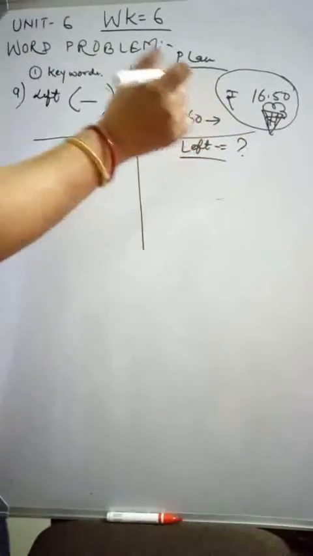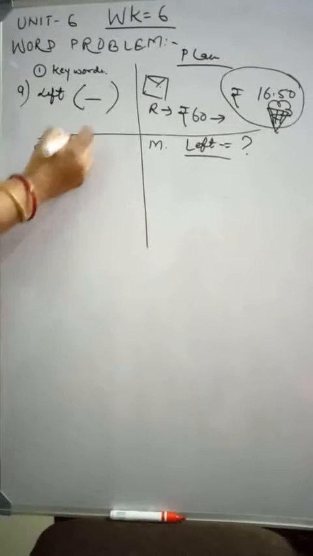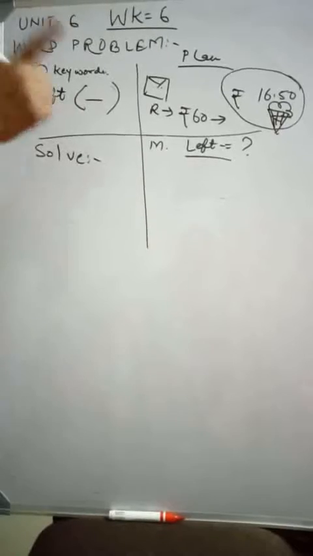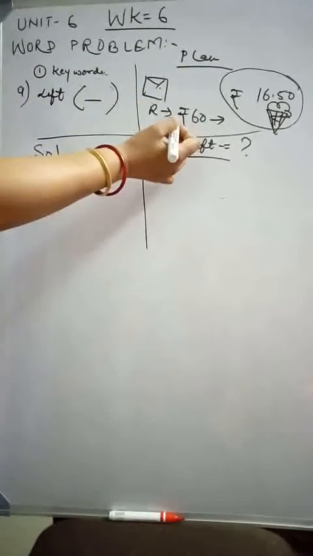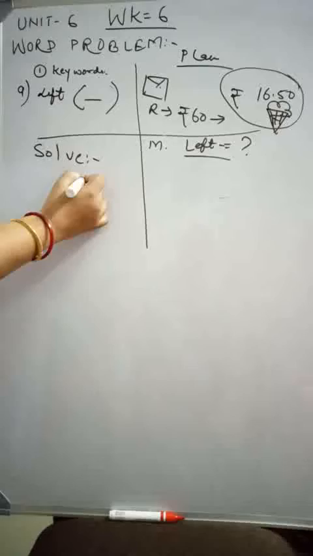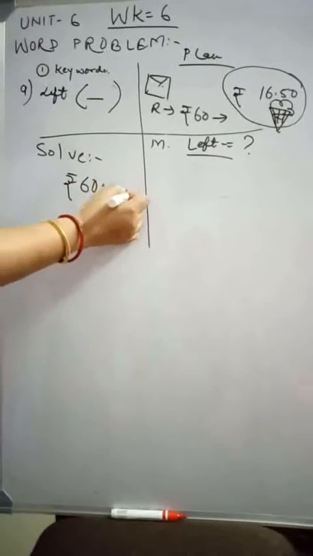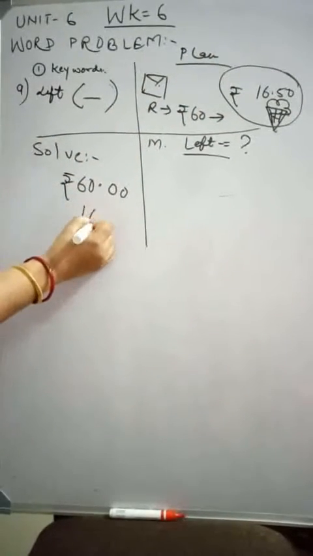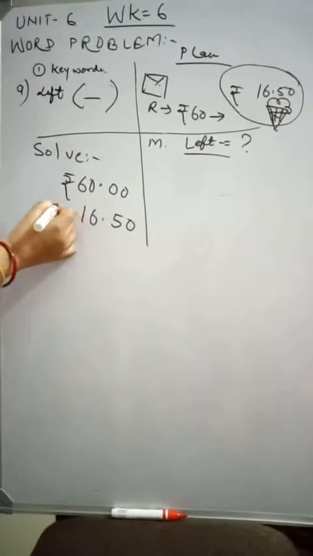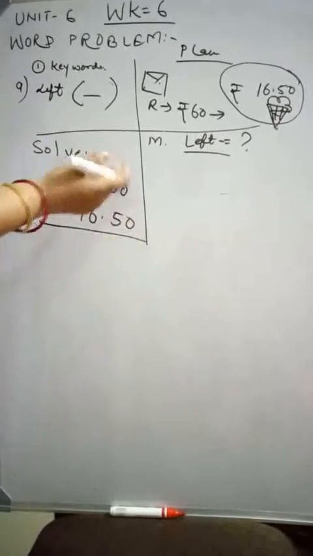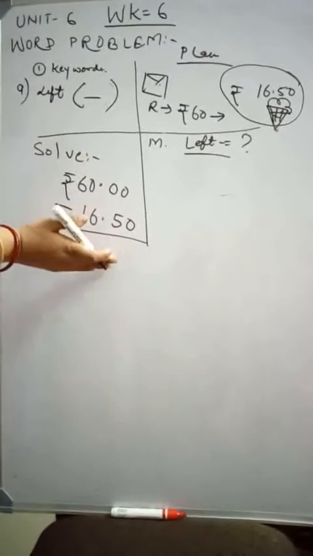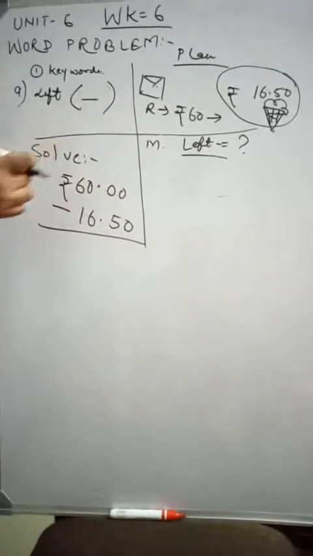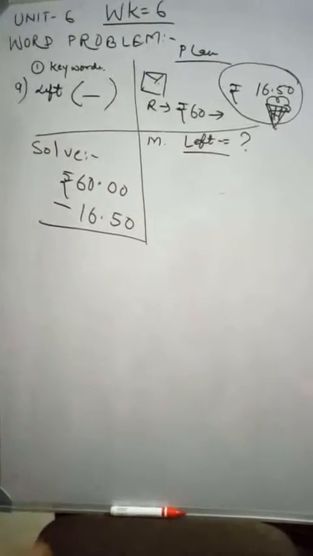Okay? So after planning, let us solve the question. Here the total amount of money, the pocket money, is rupees 60 of Raju's. It is rupees 60.00. And the amount that is spent on ice cream is rupees 16.50. So for money left, put the minus sign, and whatever difference you get is the money left with him. So let us solve it.